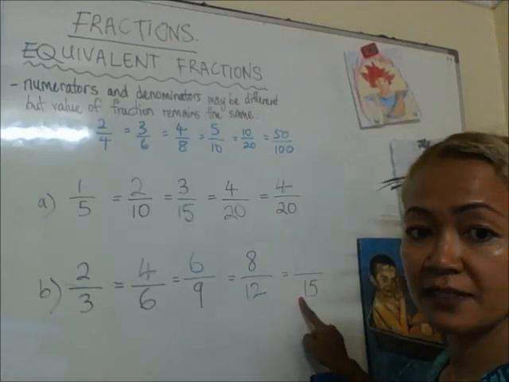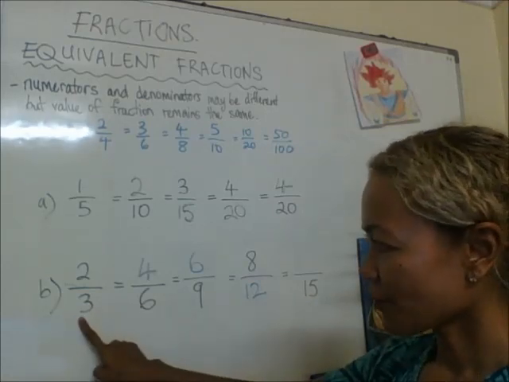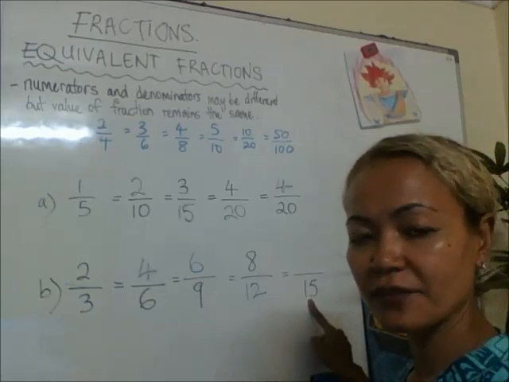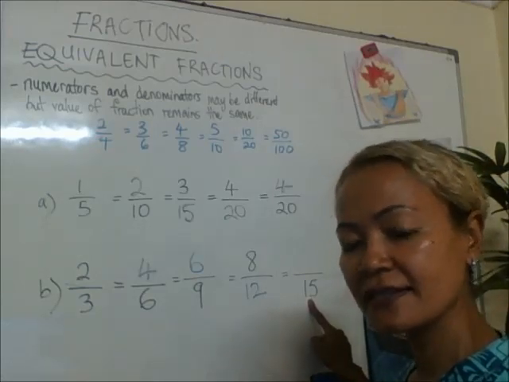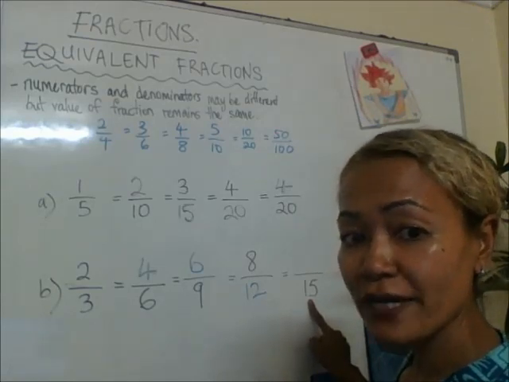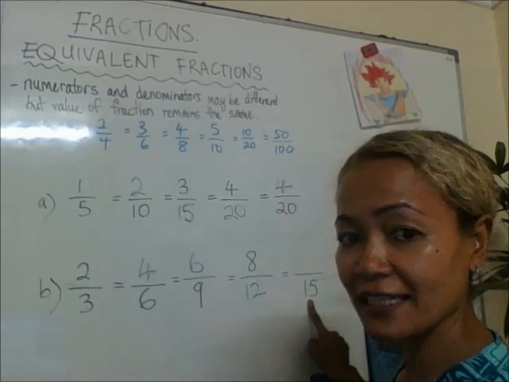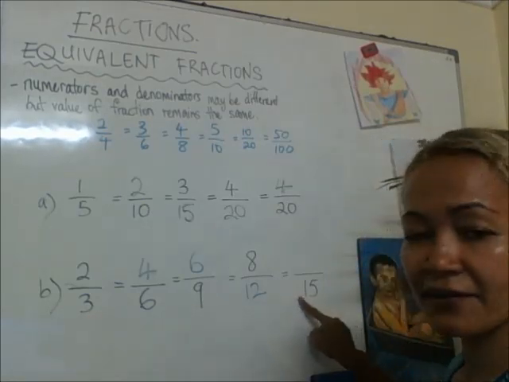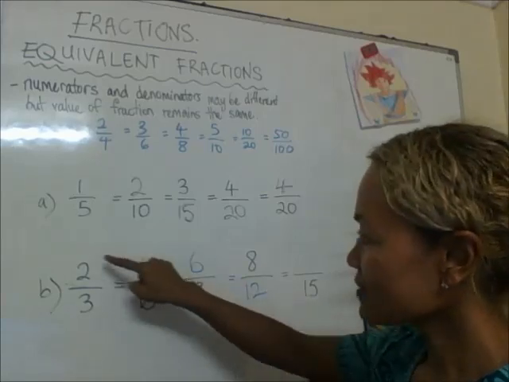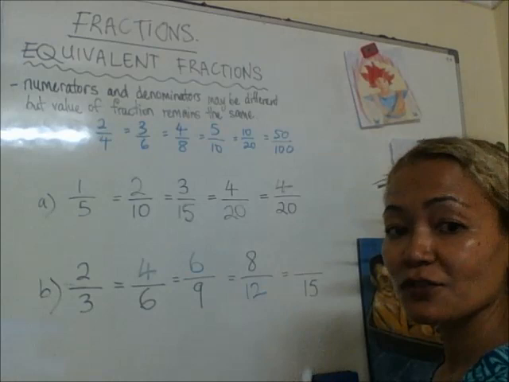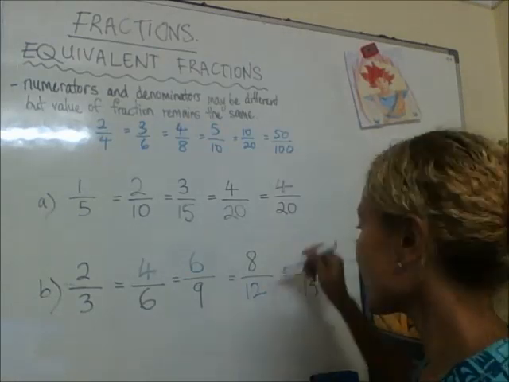Final one, we've got the denominator, it's 15. 3 to go to 15. 3 times what is equal to 15? 3 ones are 3, 3 twos are 6, 3 threes are 9, 3 fours are 12, 3 fives are 15. Times 5. 3 times 5 is 15. So the top you must also times 5. 2 fives, 10.